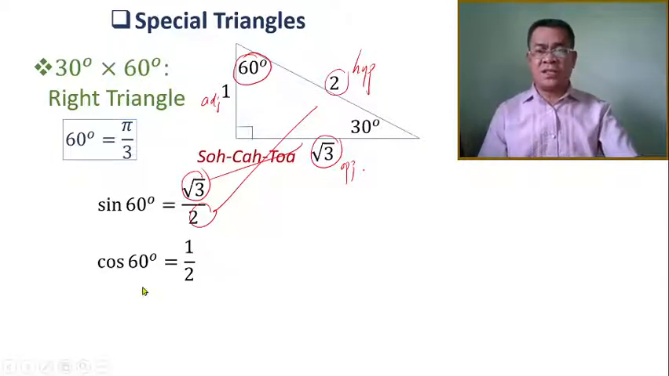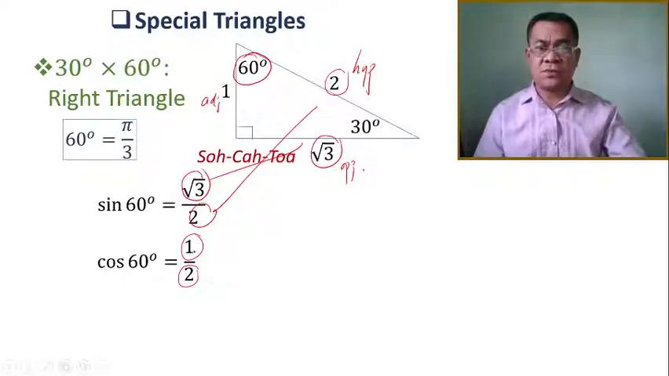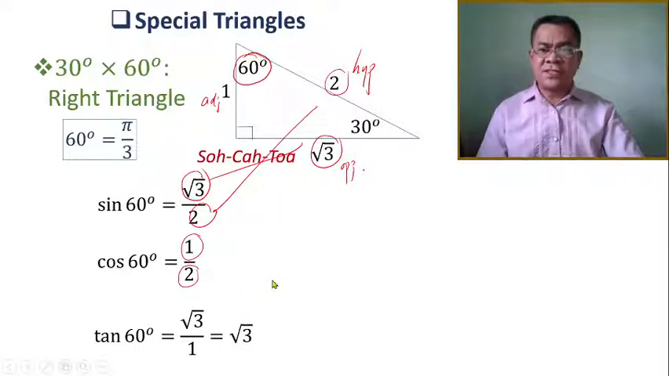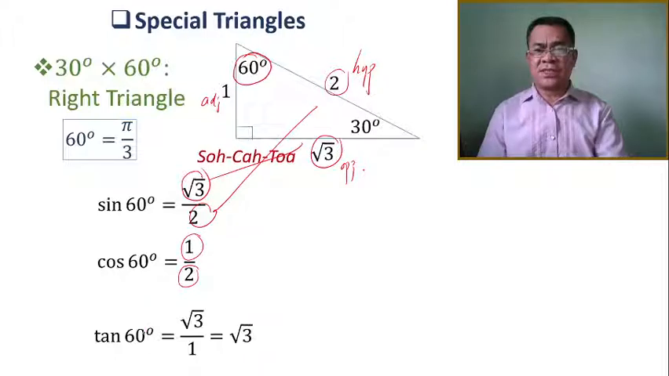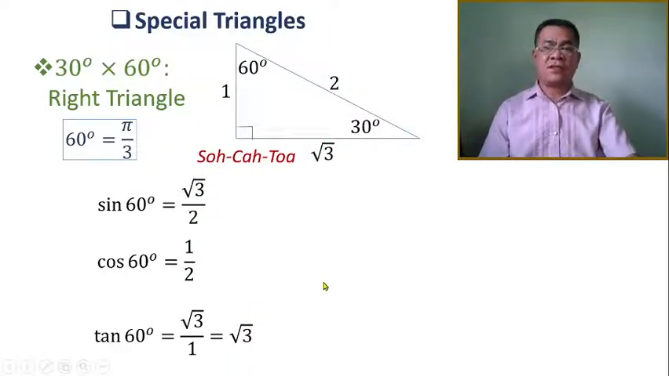For the cosine, it is the adjacent over hypotenuse. Our adjacent is 1, and our hypotenuse is 2. Now for the tangent, take note that the tangent of 60 is opposite, which is square root of 3, to 1. So therefore, the answer is square root of 3.